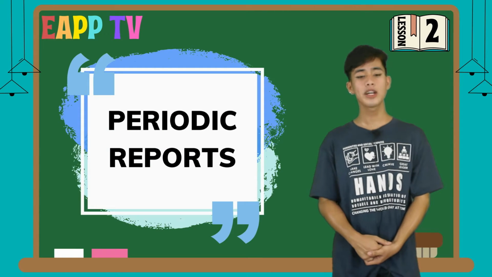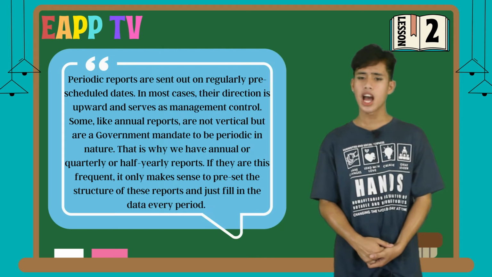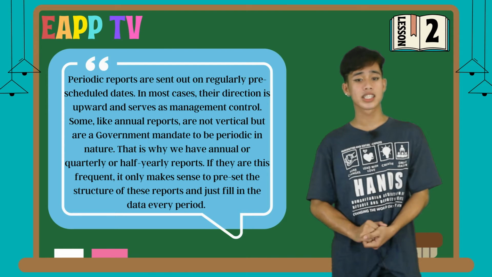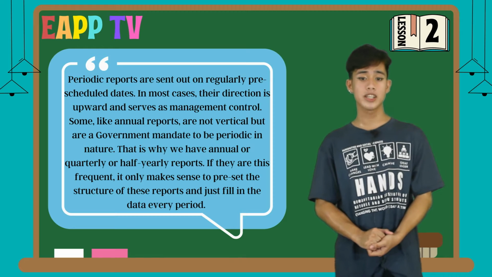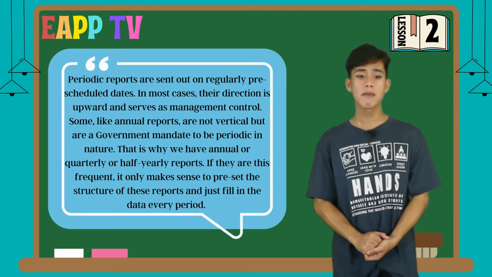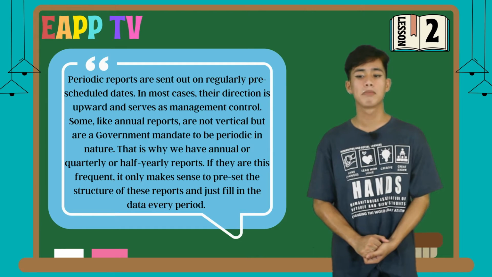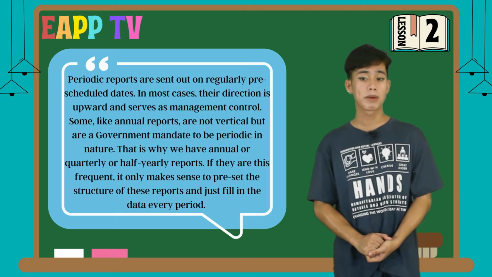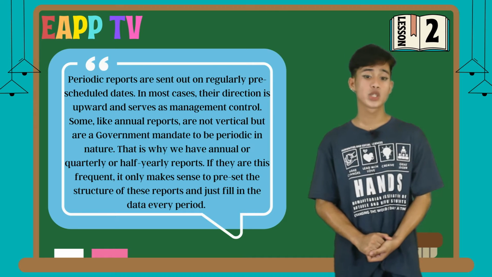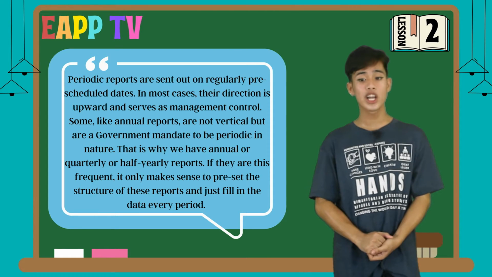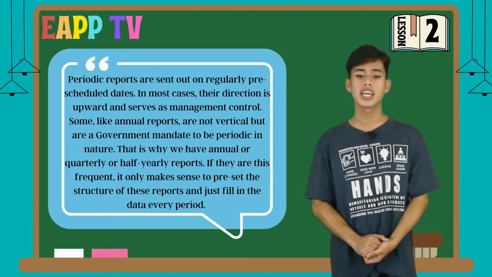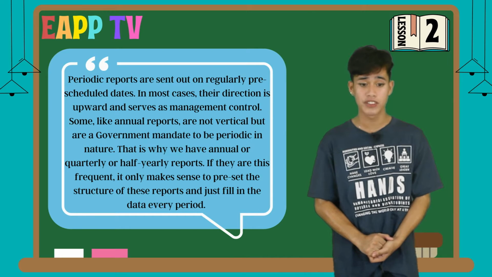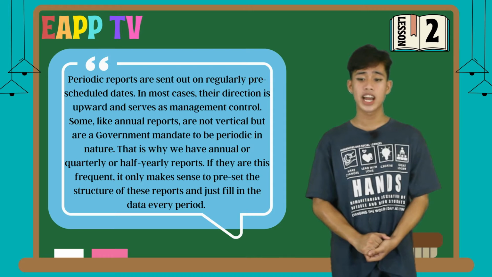Number 4, periodic reports. Periodic reports are sent out regularly on scheduled dates. In most cases, the direction is upward and thus serves as management control. Some, like annual reports, are not vertical but a governmental mandate to be periodic in nature. That is why we have annual, quarterly, or half-yearly reports. If they are not frequent, it only makes sense to present the structures of these reports and just fill in the data every period.